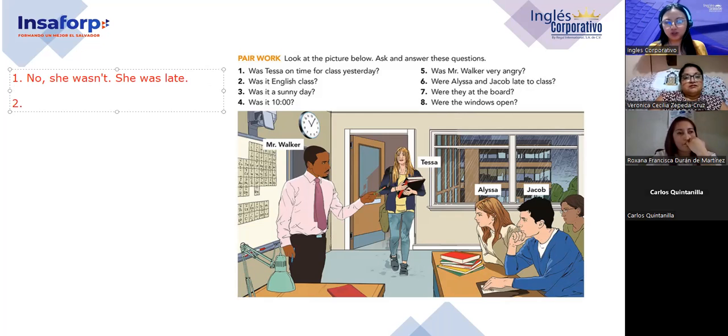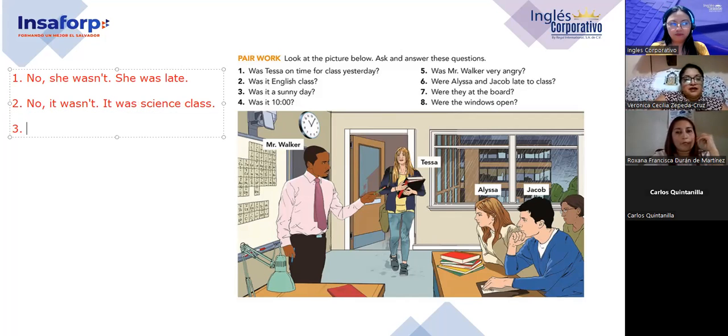Number two, was it English class? No, it wasn't. Hagan la corrección entonces. It was science class. Vaya, perfecto, pero me hace falta algo por ahí. ¿Podemos llamarle science o de qué otra forma dijimos? Chemistry class. ¿Saben qué es chemistry? Do you know what is the meaning of chemistry? Química. Química, bien.